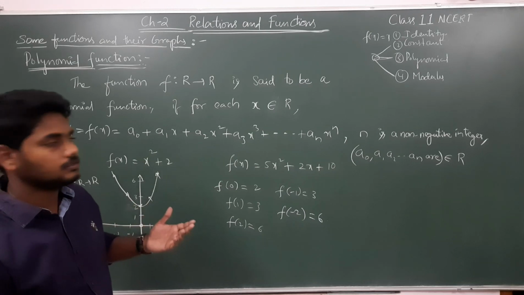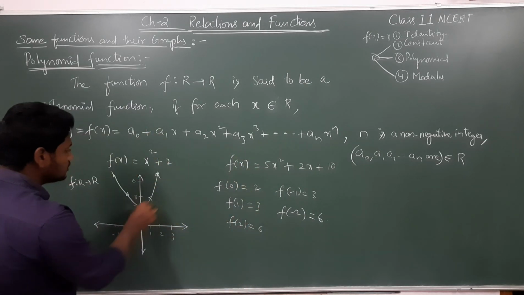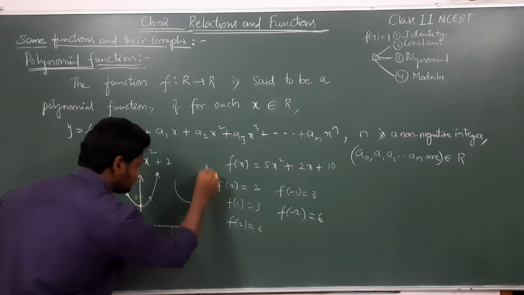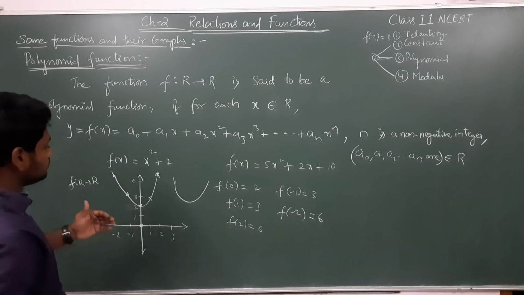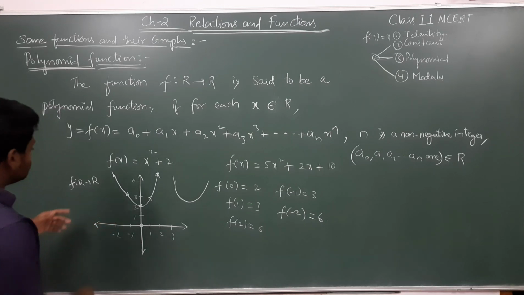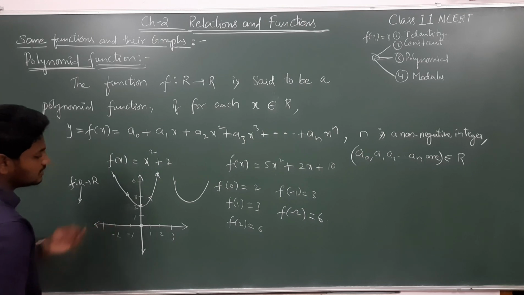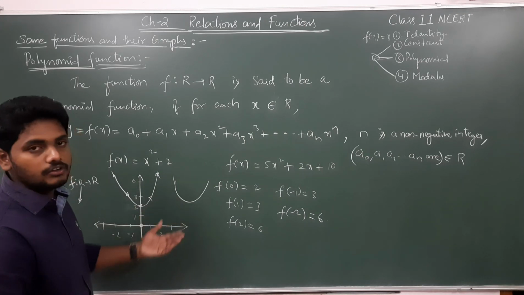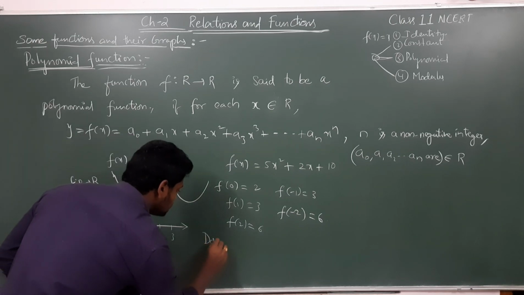What is a parabola? We will discuss that in further topics in conic sections. In this shape, it will be like a U shape. But if you observe, what is the domain? Domain means real numbers. All real numbers you can substitute, minus 10, minus 50, 50, whatever you substitute, we will get a value. So domain is real numbers.